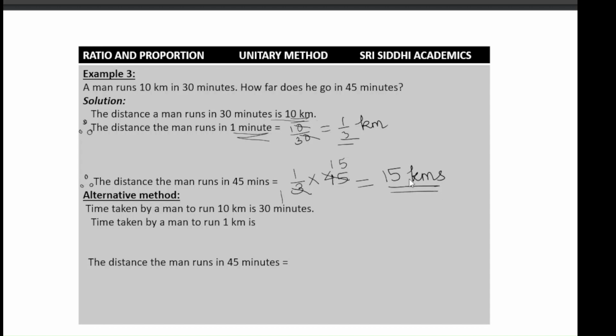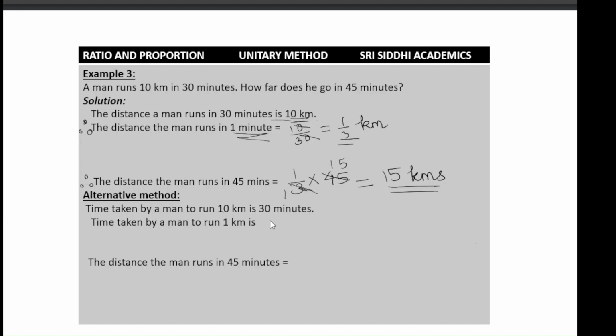This is one method of trying to find the answer. Could there be another method? I think so. Let's understand the other method by which we can find the same solution. Let's now understand what is the given statement for the alternative method. It is written here just the way the question has mentioned, 10 kilometers in 30 minutes. I have also written in the alternative method, time taken by a man to run 10 kilometers is 30 minutes. Just the same thing. Now, why have I written like this? Because I am trying to find out the time taken by the man to run 1 kilometer.